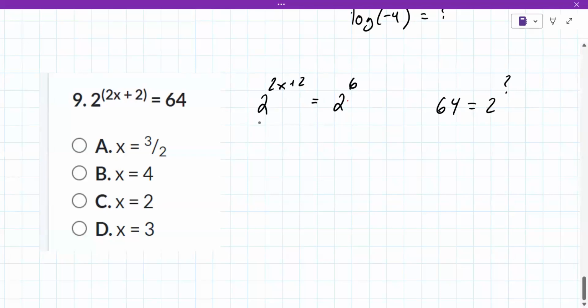But we don't have a 2 to the 6th in our lovely selection of answers. That's right. When the bases are the same, you set the exponents equal. Base is same, exponents equal. All right. 2x plus 2 equals 6.